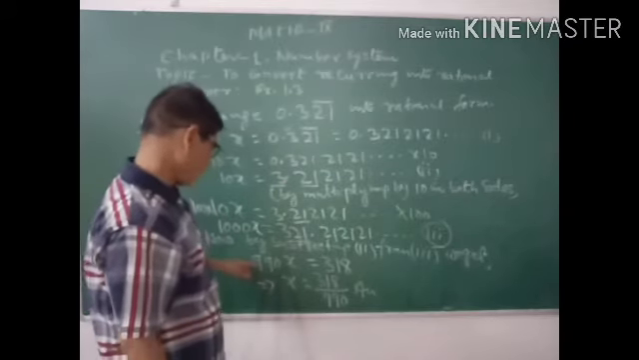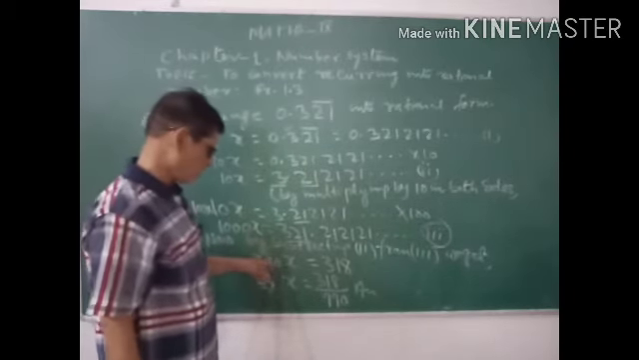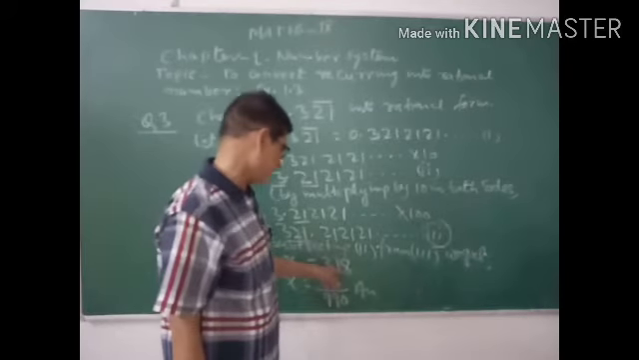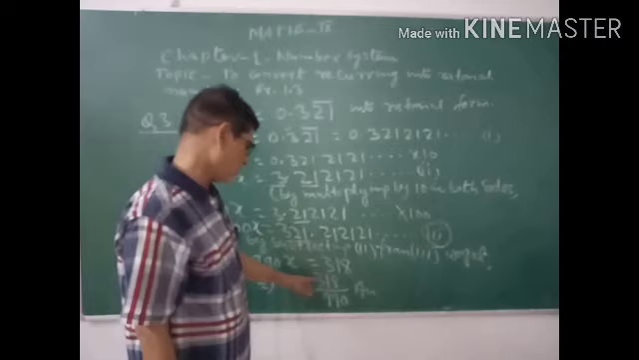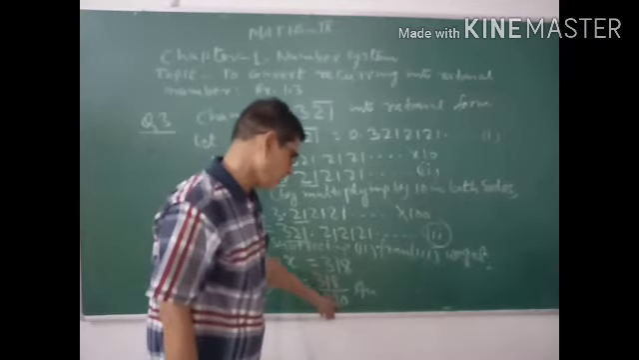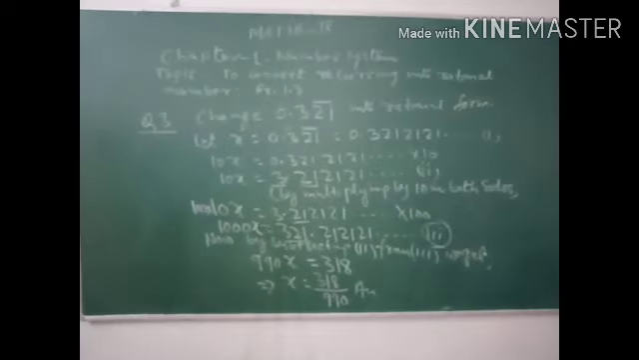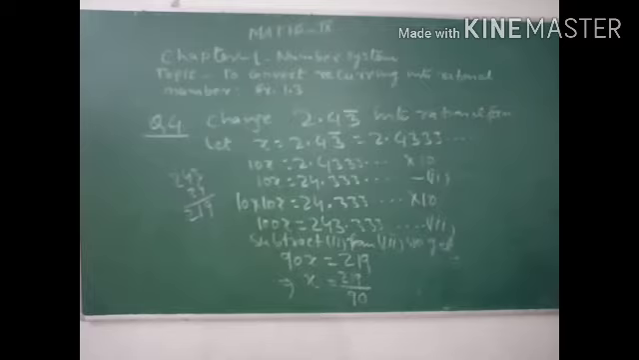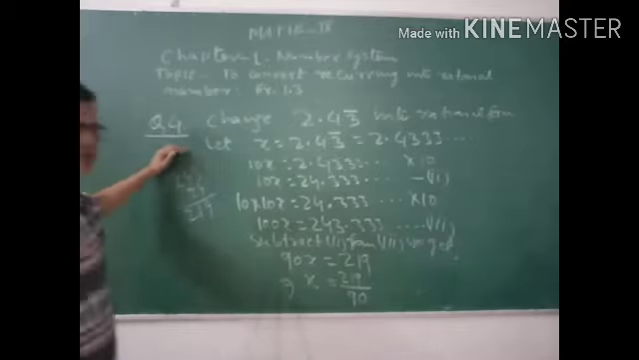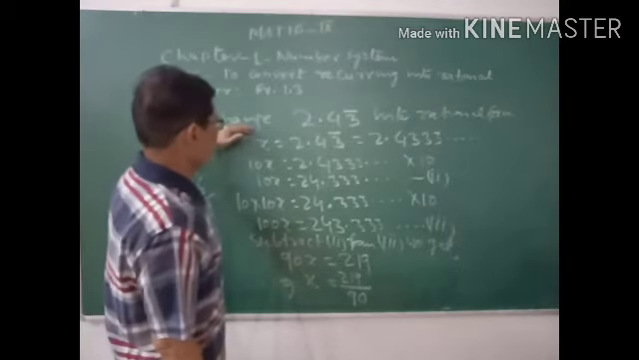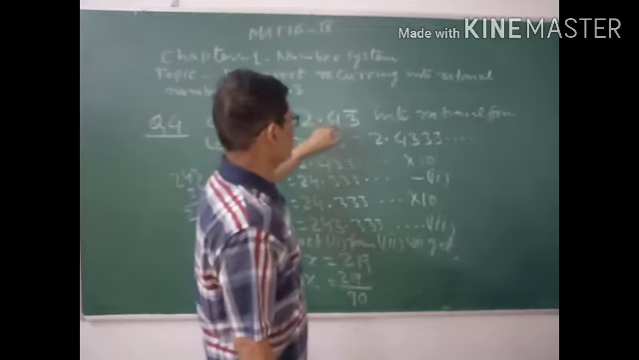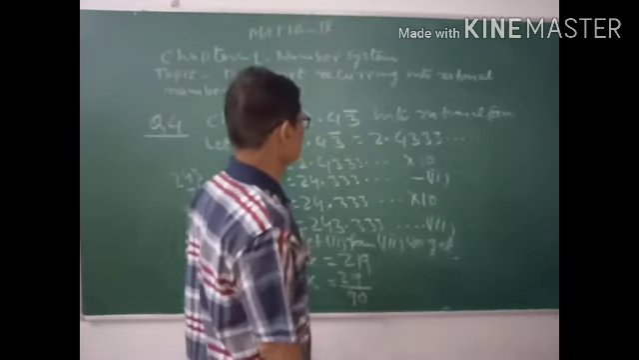So this is how we have now 990x equal to 318. Therefore x equal to 318 by 990. So this is your answer. Now come to question number 4. Change 2.43 recurring into rational form.